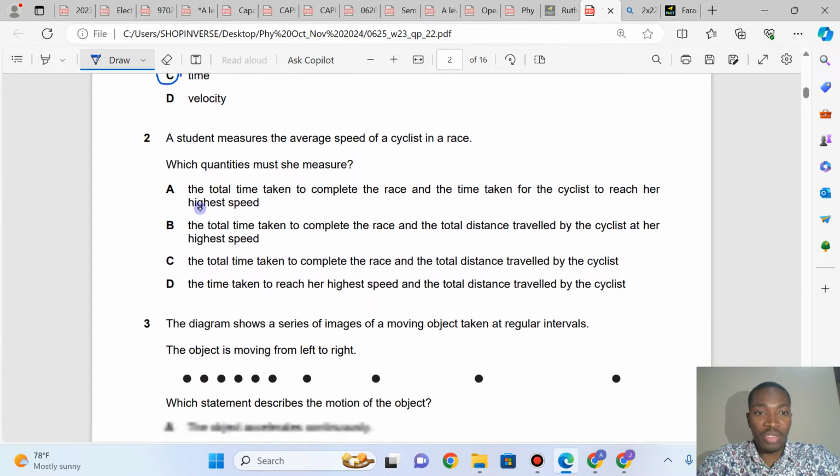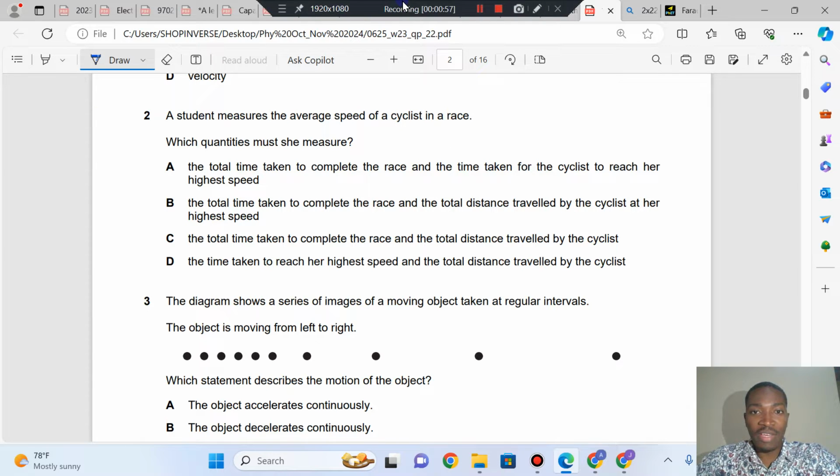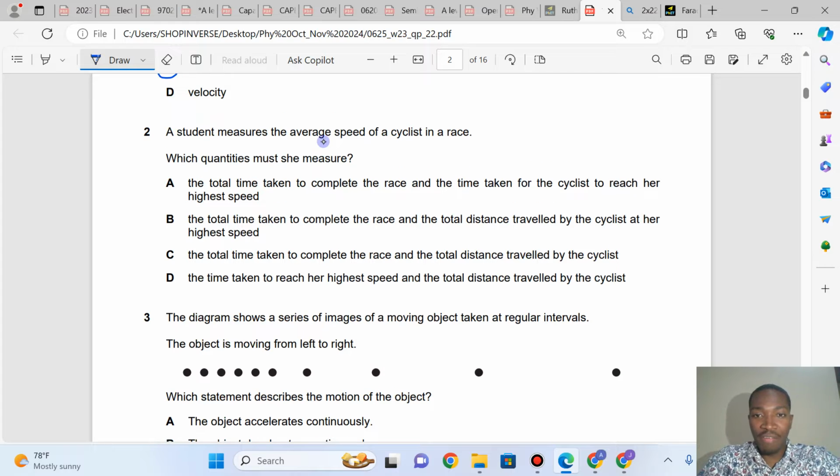We go straight to question number 2. A student measures the average speed of a cyclist in a race. Which quantities must she measure? Okay, average speed is total distance divided by total time taken. Average speed is total distance covered divided by total time taken.